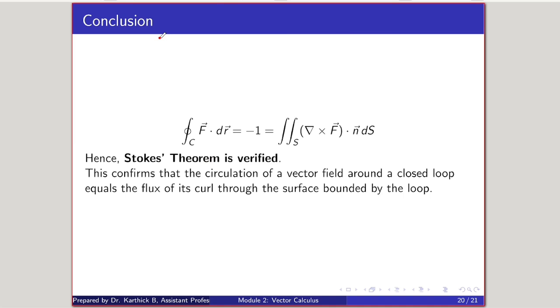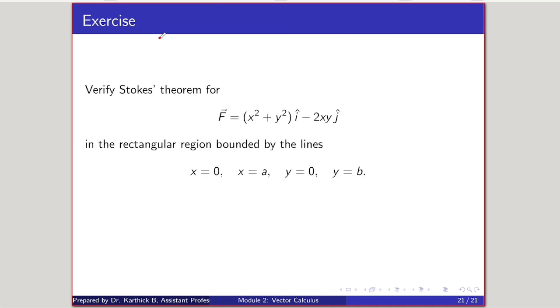Okay, so now we go for the exercise problem. Here I have given a similar type of function F with this region x equal to 0, x equal to a, y equal to 0, y equal to b. It is also a very similar and easy problem, so you can solve it by yourself. And I'm giving the answer. Both LHS and RHS will be equal to minus 2ab square. Just try it by yourself.